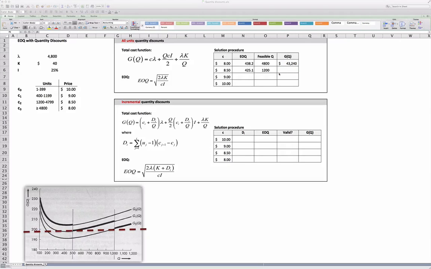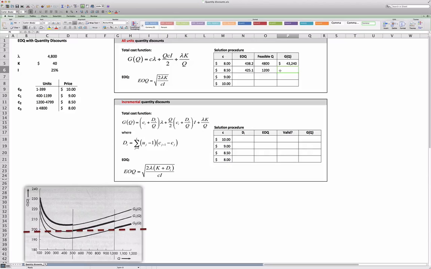And again, I will compute the total cost associated with this solution. So we'll be looking at an acquisition cost of lambda times the unit cost of $8.50, adding to that our inventory holding cost, as well as our annual ordering cost. And you'll see that we end up with a total cost of $42,235. So as you can see, we're actually better off paying a little more on a per unit basis, $8.50 rather than $8. We'll end up with a lower total cost.